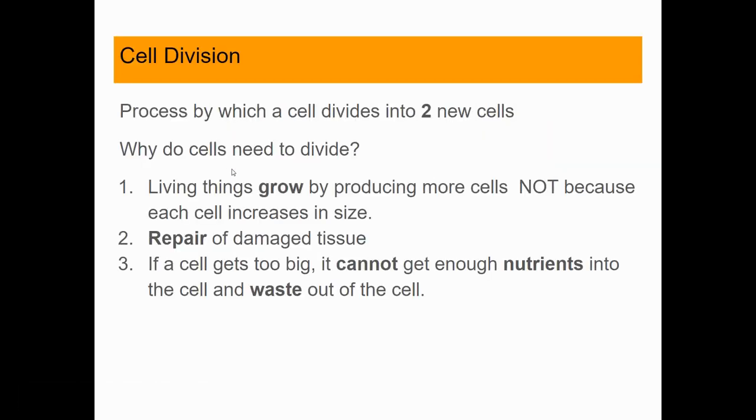So this is the first one you're going to start taking some notes on. Cell division, as I said, is a process by which a cell divides into 2 new cells. Why do cells need to divide? Living things grow by producing more cells, not because each cell increases in size. You want to divide to repair damaged tissue, and if a cell gets too big, it cannot get enough nutrients into the cell and waste out of the cell.